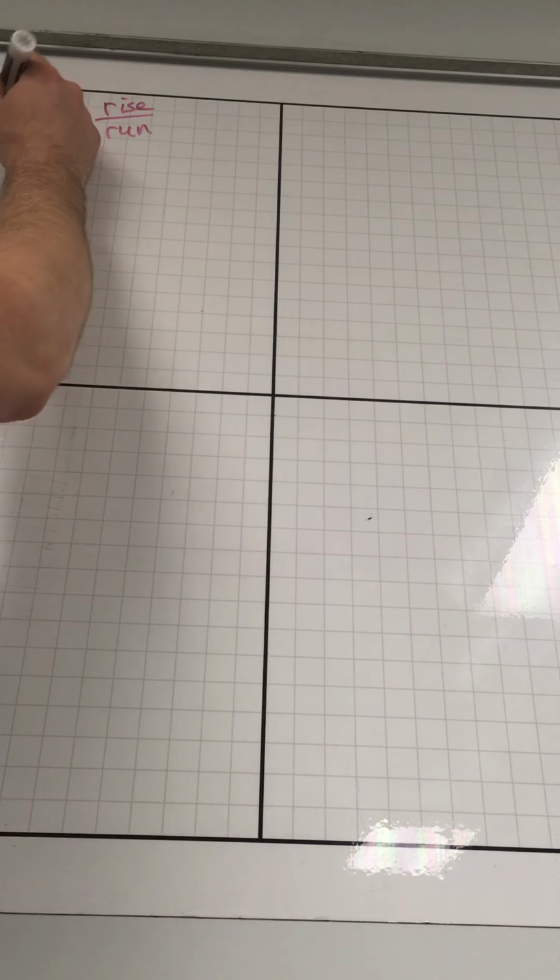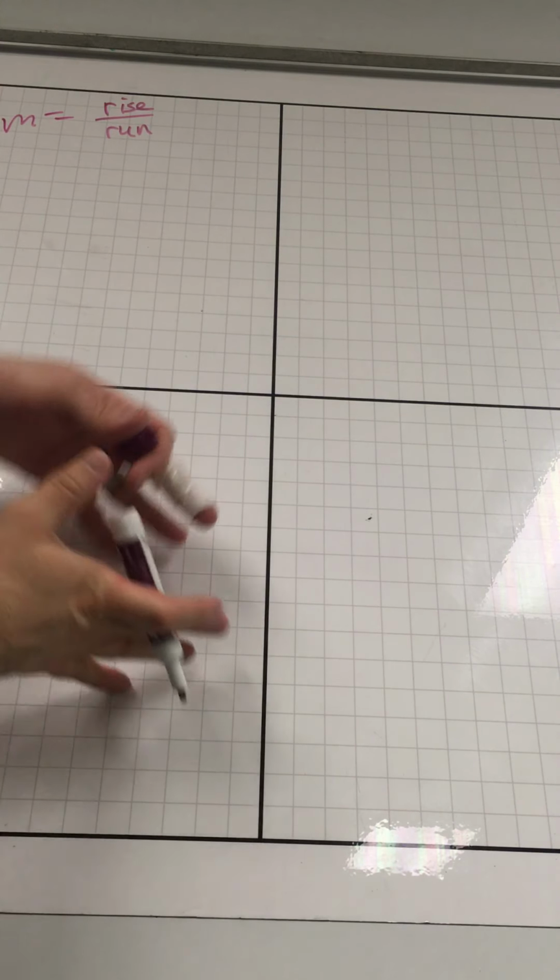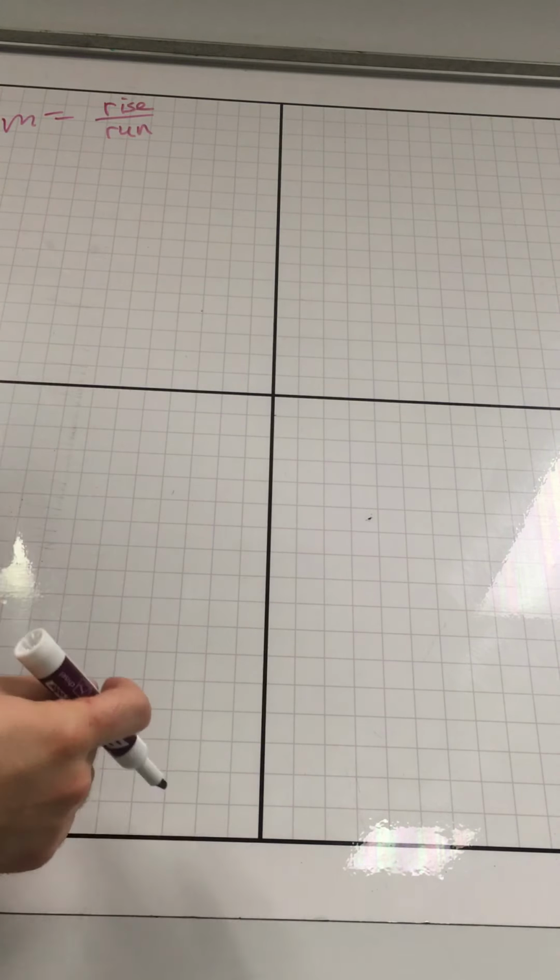Back in business here, talking about slope. Slope is rise over run. The rise is how much did it change in the vertical direction, up and down.